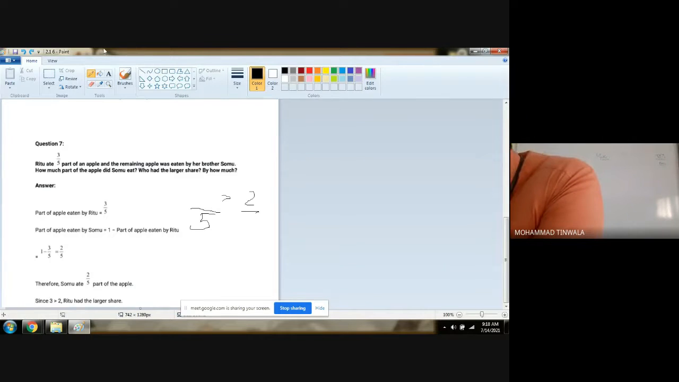See, the part of an apple eaten by Ritu is 3/5 here. It is written. Can you see? 3/5. The part of the apple eaten by Somu was 1 minus the part of the apple eaten by Ritu. That is 1 minus 3/5, which gives us... how is 1 minus 3/5 equal to 2/5, sir? It will be 1/1 minus 3/5. Am I correct or wrong?